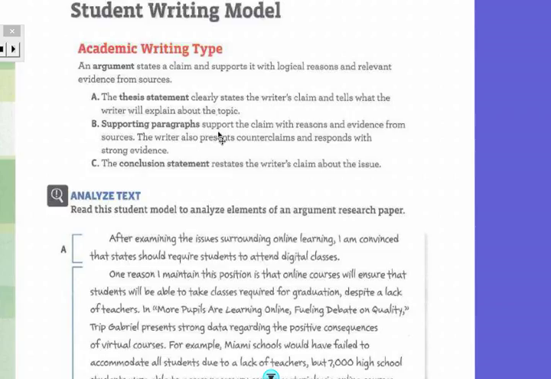The writer also presents counterclaims, what the other side thinks, and responds with strong evidence. And the third part is the conclusion. The conclusion statement restates the writer's claim about the issue.